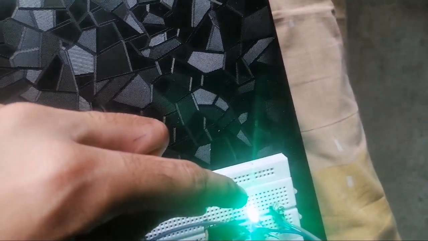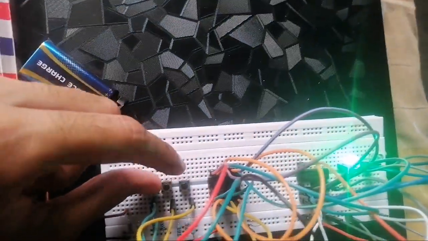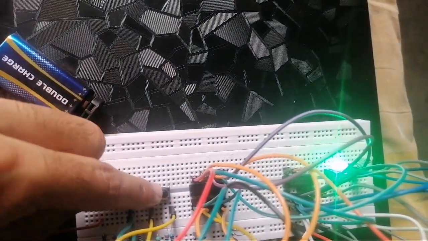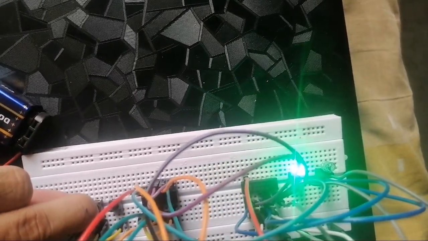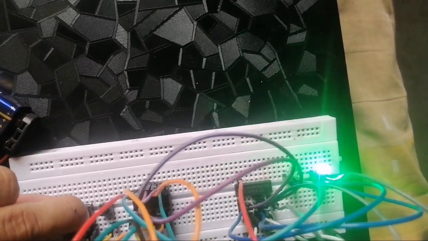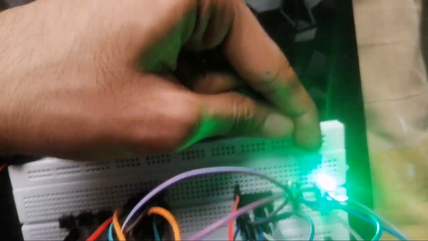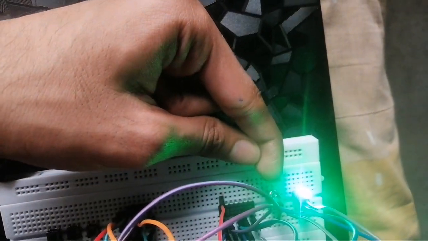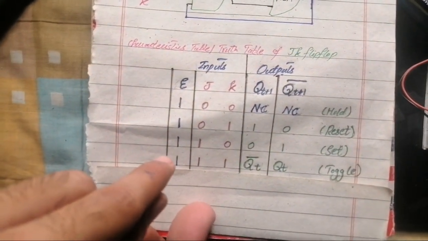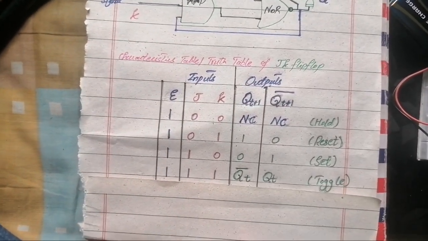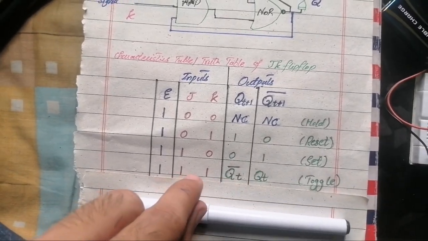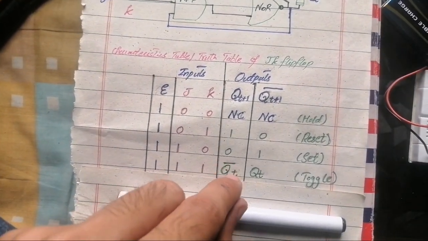At this moment I have Q bar equal to 1 and Q equal to 0. So enable signal should be 1, K should be 0 and J should be 1. Let's see the effect on output. My Q becomes 1 and Q bar becomes 0, which is the set case as it is on the truth table. Let's see the next combination, which is E equal to 1, J equal to 1, K equal to 1. So it is the toggle case.